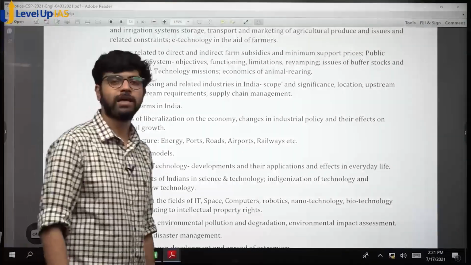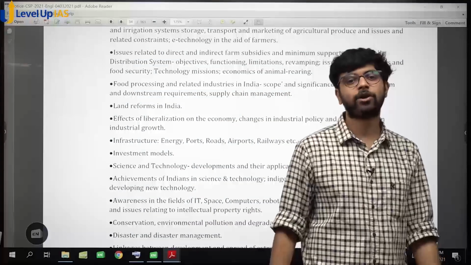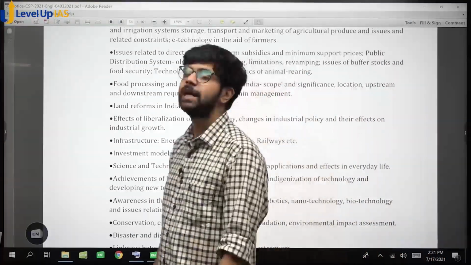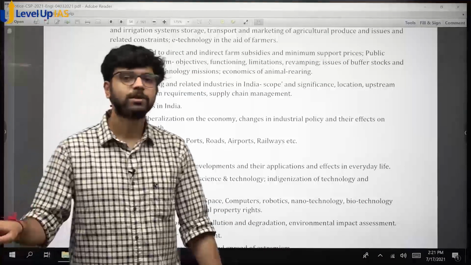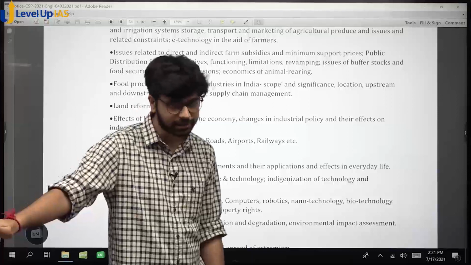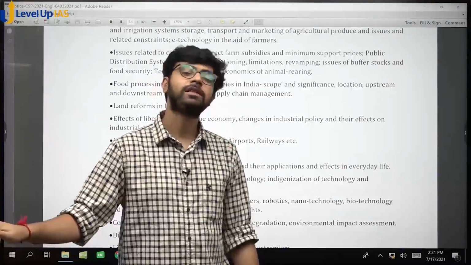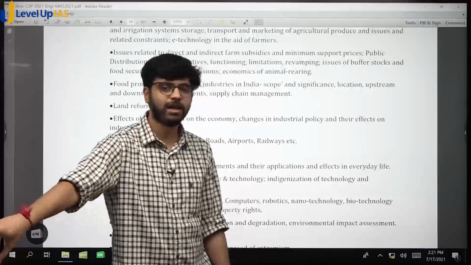Can we recollect what is there in point 4 without looking? What is there in point 4? Major crops, cropping patterns, different types of irrigation and irrigation systems, storage, transport, marketing of agricultural produce and issues and related constraints, e-technology in the aid of farmers. Yes or no?